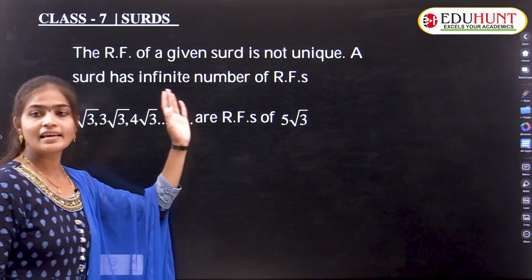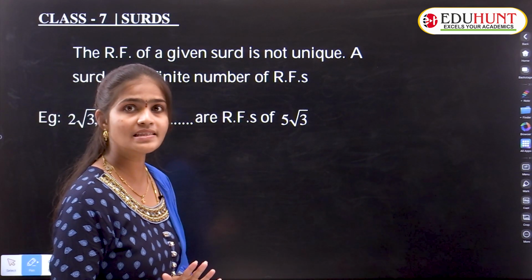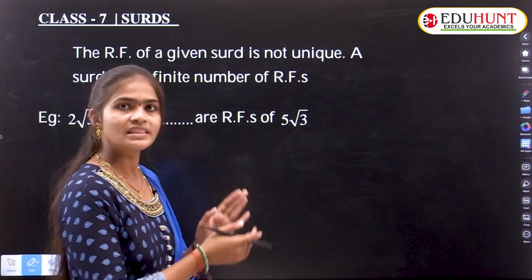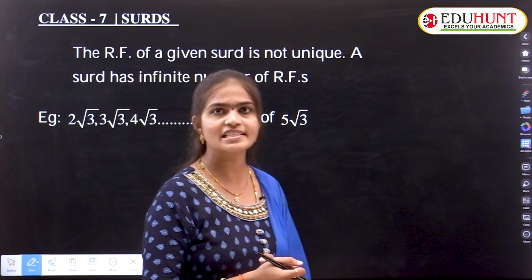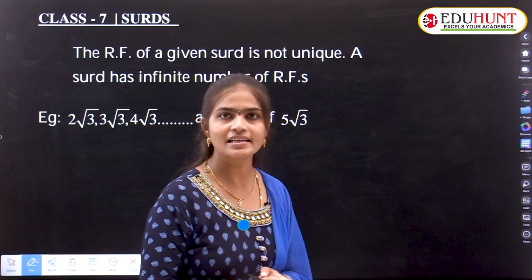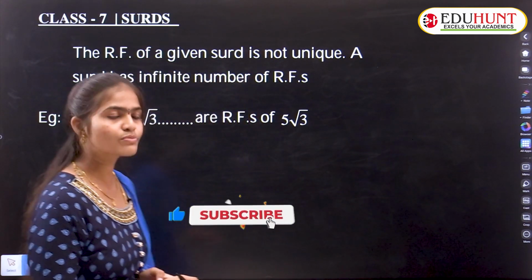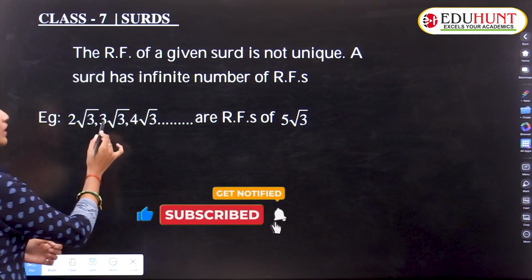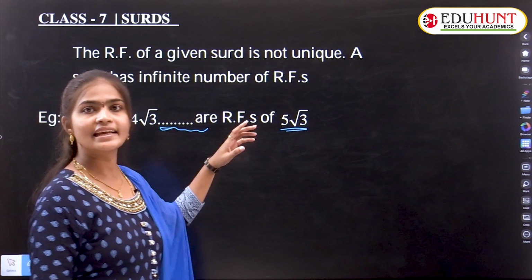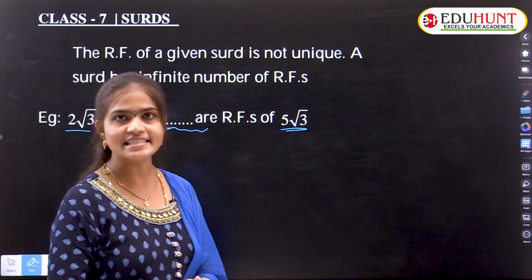The next thing is that the rationalizing factors of a given surd are not unique. Not unique means, previously we discussed that 6 root 2 has not only those two; we checked those two, which means those two are also rationalizing factors of 6 root 2. In the same way, each and every surd has an infinite number of rationalizing factors. Just one example: 2 root 3, 3 root 3, 4 root 3, with the same irrational part. So that's why we are saying that a given surd has an infinite number of rationalizing factors.